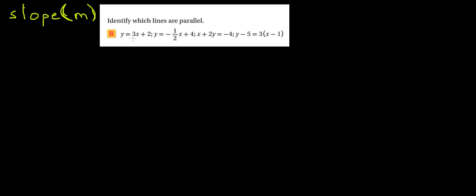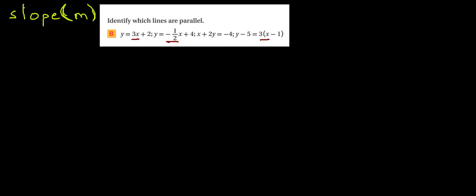So what I'm going to do here is just underline a couple. So 3 happens to be my slope in this first equation. And when I look at y equals negative 1/2 x plus 4, well, negative 1/2 will be my slope here. I'm just underlining slope. And this x plus 2y equals negative 4, it looks like I'm going to have to convert this before I can figure out what the slope is. And this last one, it looks like it's in point slope form, so I know that my slope is actually going to be 3 in this case. But let's move back over to x plus 2y equals negative 4.